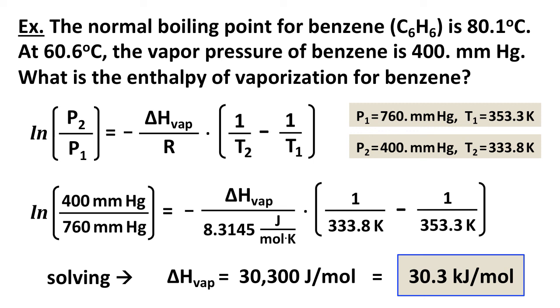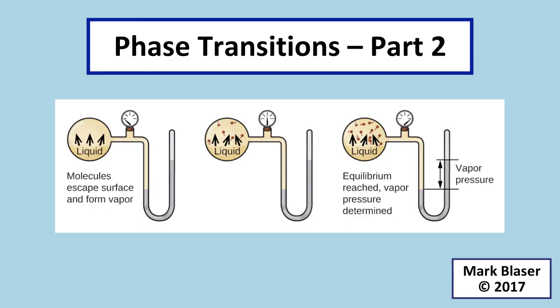Now, of course, we could solve a problem to determine a vapor pressure at a particular temperature if we knew the vapor pressure at a temperature that is different than the one we're trying to solve for, and if we know delta H of vaporization, or any permutation here where we know all but one of the variables. And that is it for the Phase Transitions Part 2 screencast.